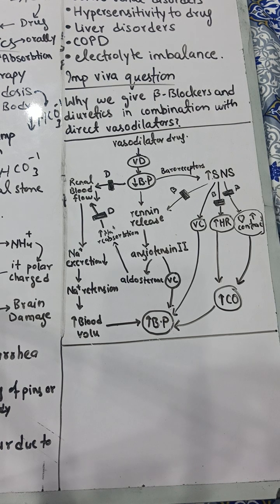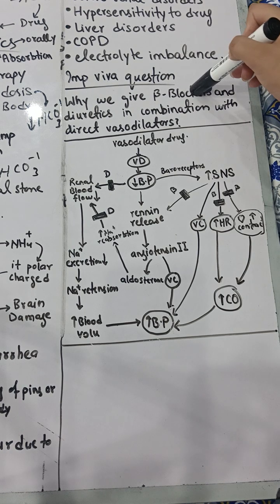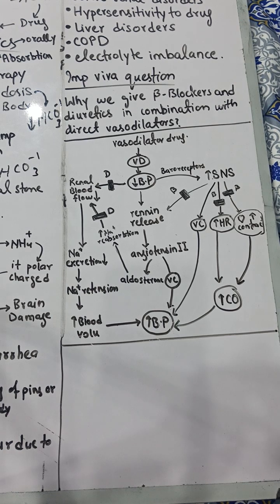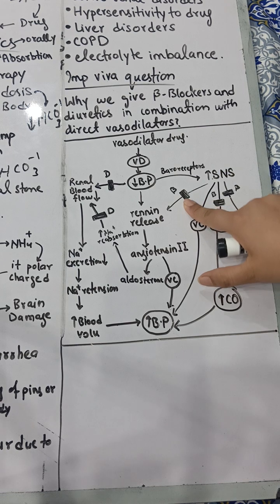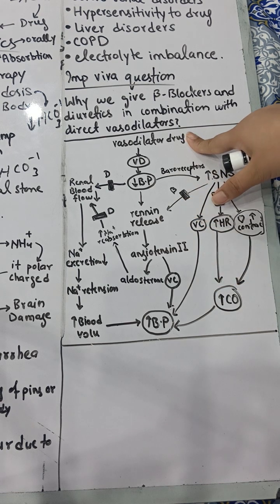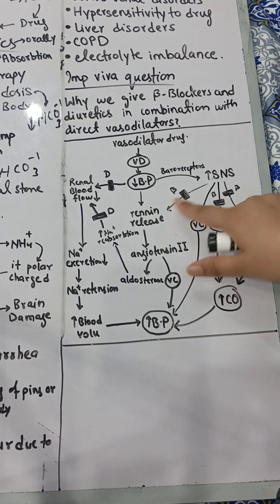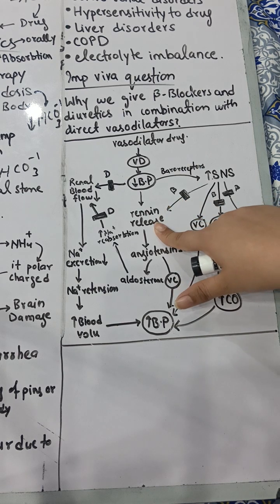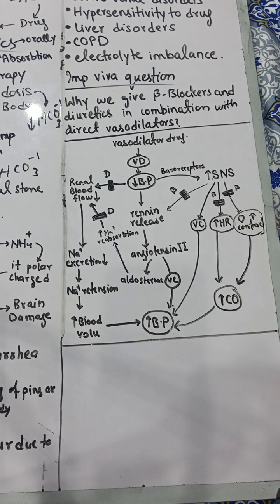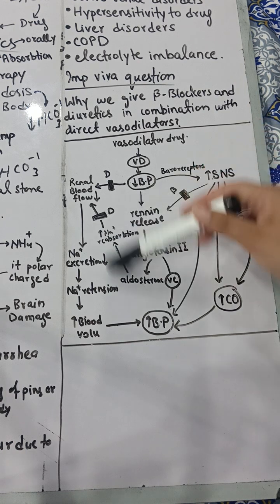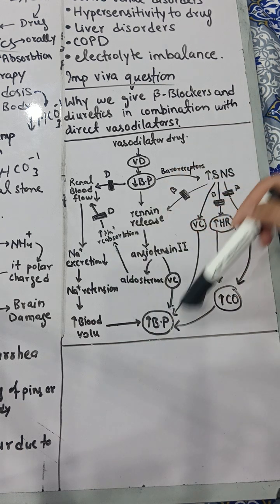Next, we have also given the beta blockers. What is the function of the beta blocker? Very simple. The beta blockers act on the part on which I have written BBB. So this is the beta blocker. I am giving the beta blocker along with the vasodilator. The beta blocker will go and not allow signals to increase the renin secretion. If the renin is not released, this whole cascade will not happen.